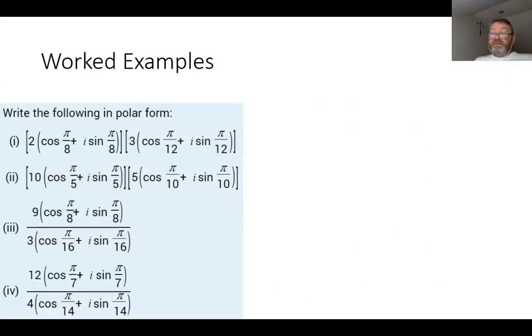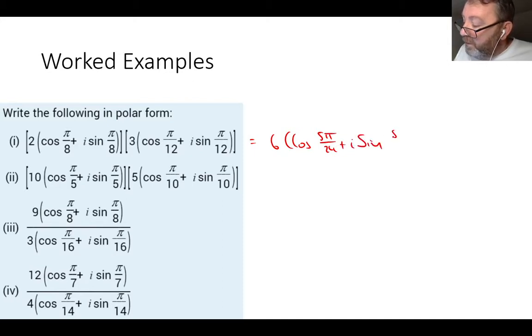All right, let's take one of each of these and then I'll leave you with the rest to do. I'm going to do the first one here. So write the following in polar form. These are being multiplied by one another. What's the rule? 2 times 3 is 6 times the cosine of pi over 8 plus pi over 12. Do you know what? Just use your calculator. Turn on your fraction. Shift, pi over 8 plus pi over 12 equals 5 pi over 24, plus I times the sine of 5 pi over 24. That's it, finished. Okay, so that's that one done.